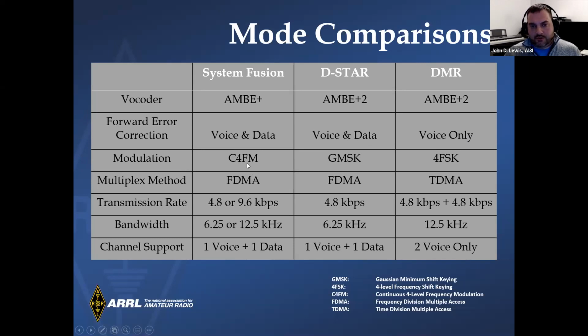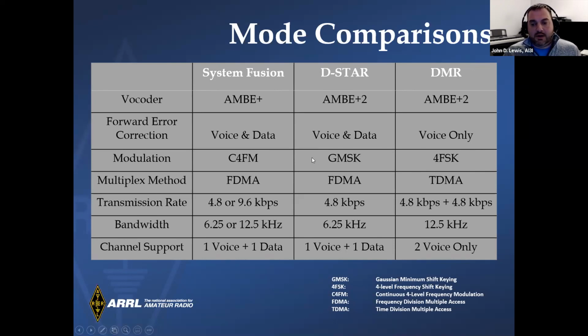Modulation. Fusion's called C4FM, that's continuous 4-level frequency modulation. D-Star uses GMSK, Gaussian minimum shift keying, and DMR uses 4-level frequency shift keying. So these are kind of similar. DMR and Fusion can actually be transcoded one to the other. In other words, you can do mode conversions on some of these hotspots, which we'll talk about later, and that gets interesting as well.